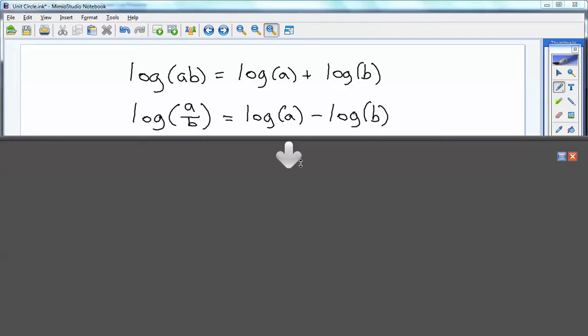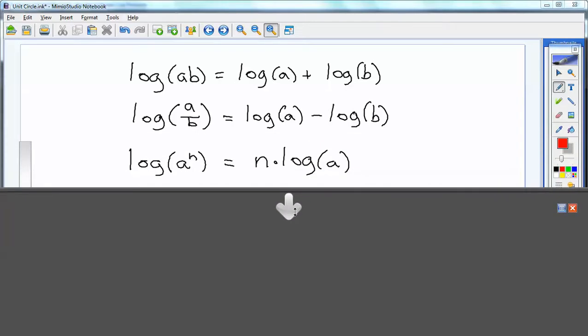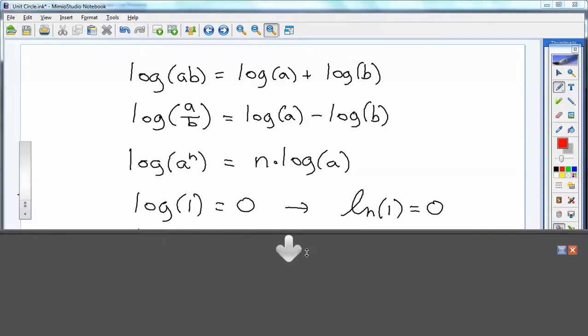Okay, so and then we talked about the one yesterday where if you have a power inside the log, you can bring that down in front. Okay. So those three are really key to know. And then this is an important one. Log of 1 is always 0.